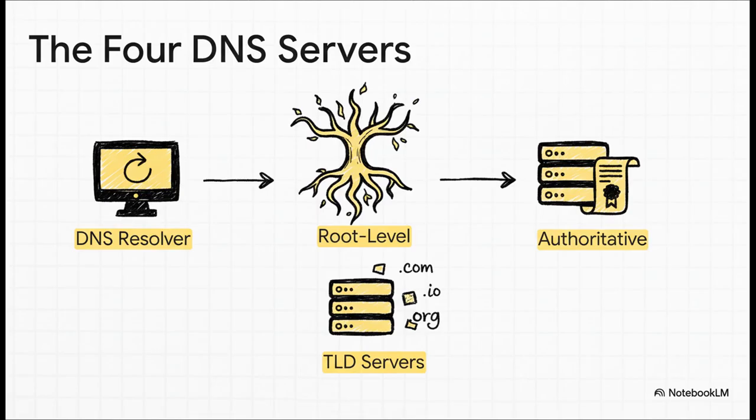First, the resolver talks to the root servers, which are at the very top of that tree. They don't have the final answer, but they know who to ask next. They'll point the resolver to the right top-level domain server, or TLD server. That's the one that handles all the .coms or .ios. And then that TLD server points to the final stop, the authoritative name server. That's the server that actually holds the IP address you're looking for. This whole distributed setup is the absolute key to why DNS is so scalable and so resilient.